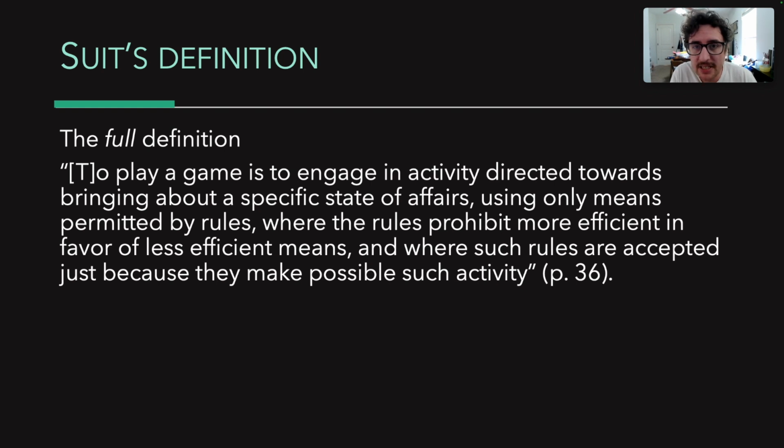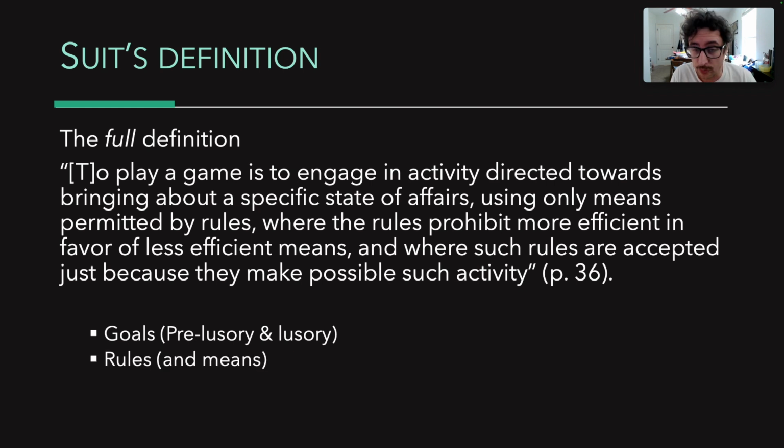There's various aspects of this definition. First of all, there are different kinds of goals. There's what Suits calls a prelusory goal and a lusory goal. We'll talk about those in a bit. There are the rules of the game and the means by which you can accomplish a goal. The means that are allowed by the rules and the means that are not allowed by the rules. And then there's a lusory attitude. So the attitude that a person takes. So the reasoning behind why they commit themselves to following those rules. Is it because they just want to engage in the activity that those rules make possible, such as racing?